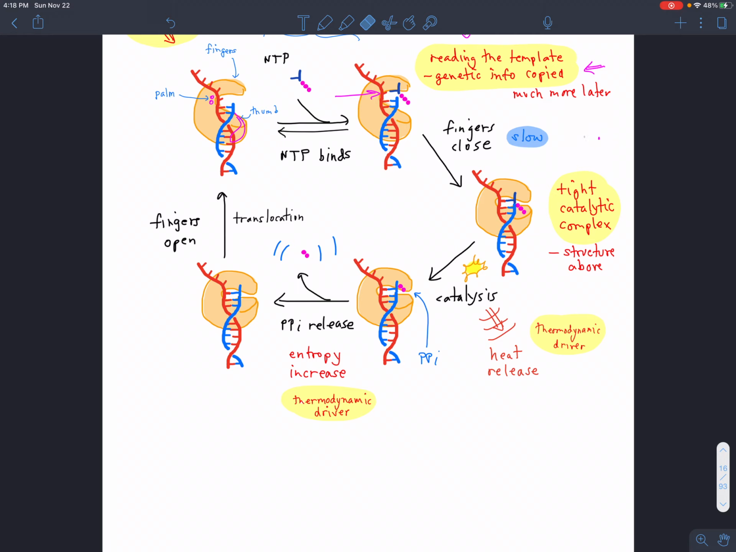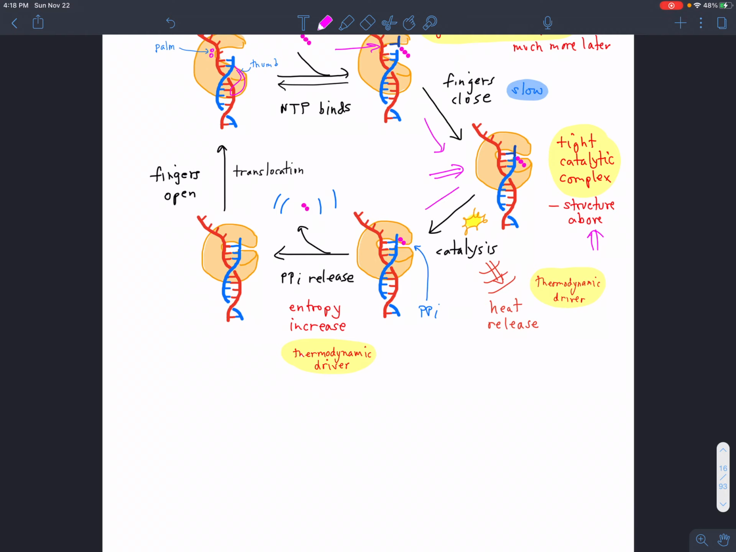The next step is actual catalysis. So we've now formed the catalytic complex, the fingers have closed. This is exactly the thing we were looking at in the pretty picture above. Catalysis takes place. We'll talk about what that catalysis is. Some heat is released, and so this is a thermodynamic driving step, and it's important to point that out.